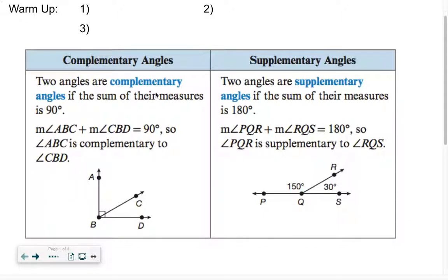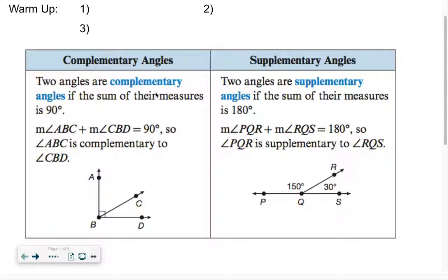How do I remember complementary is 90? Well, if you take a test and you score 90%, that's fairly good. That's probably good enough to deserve a compliment. So 90 degrees, complementary angles. The other main one that we work with is supplementary angles.